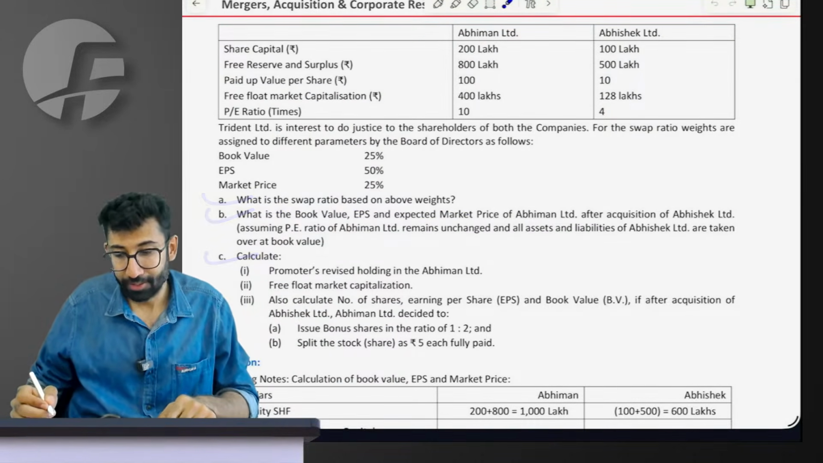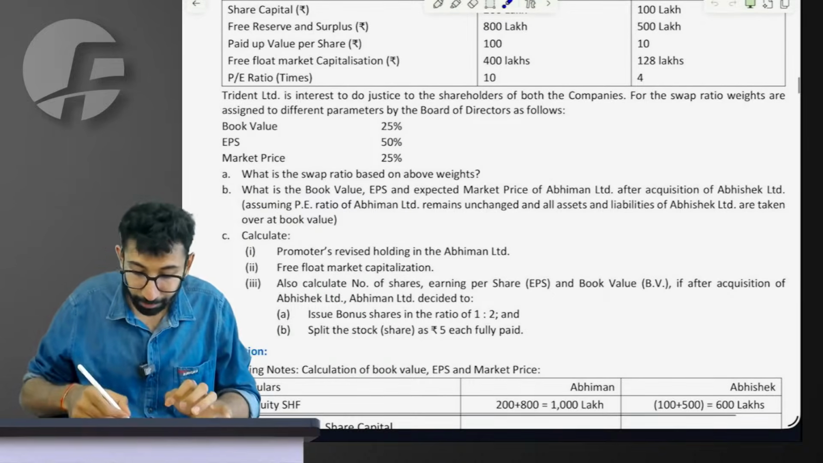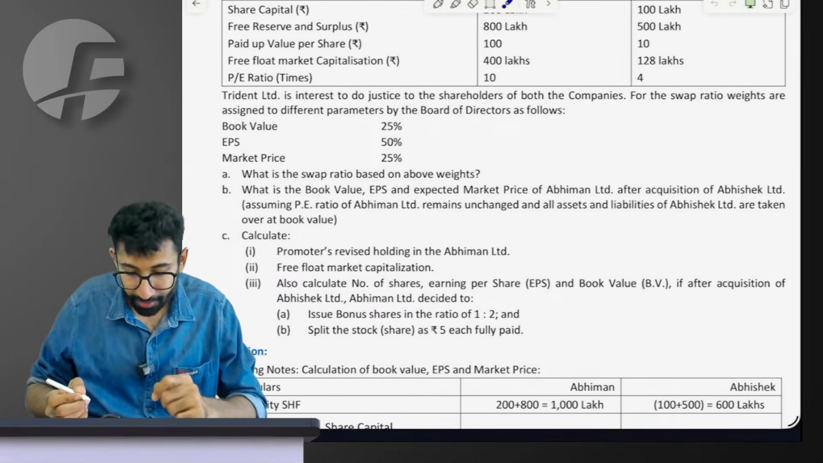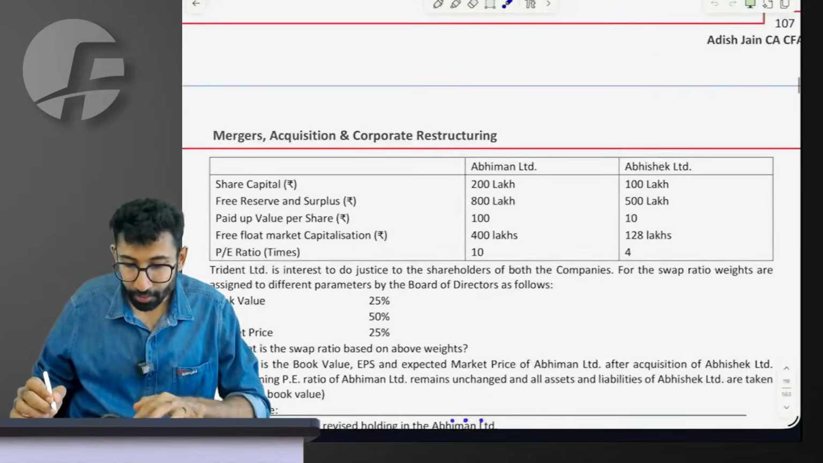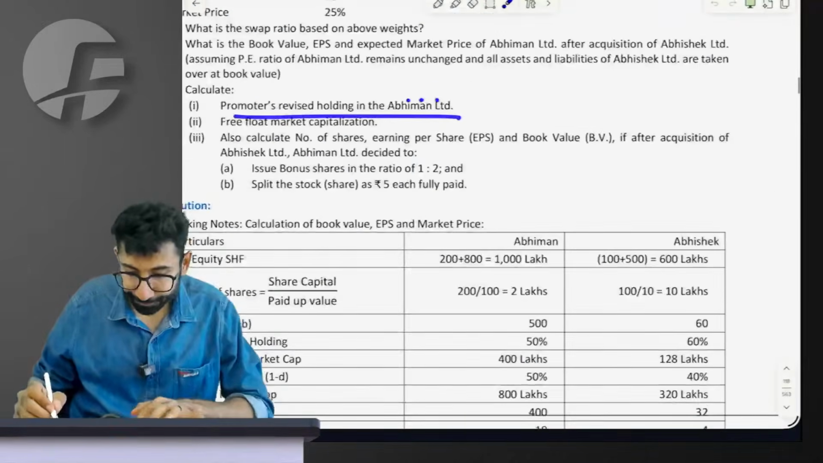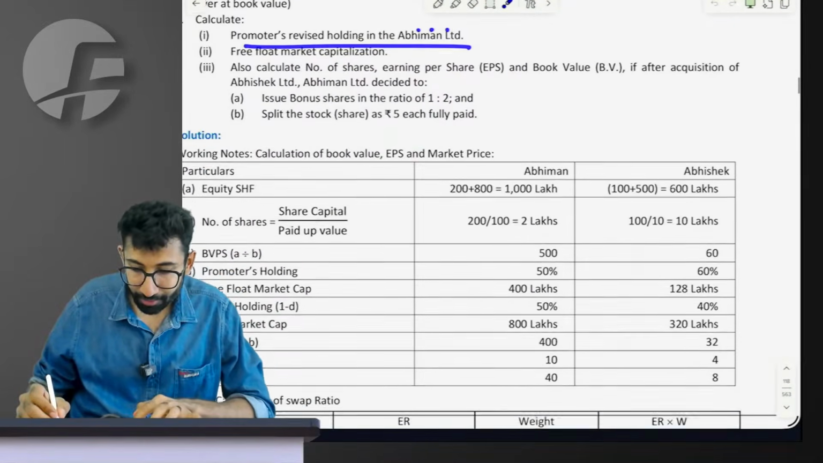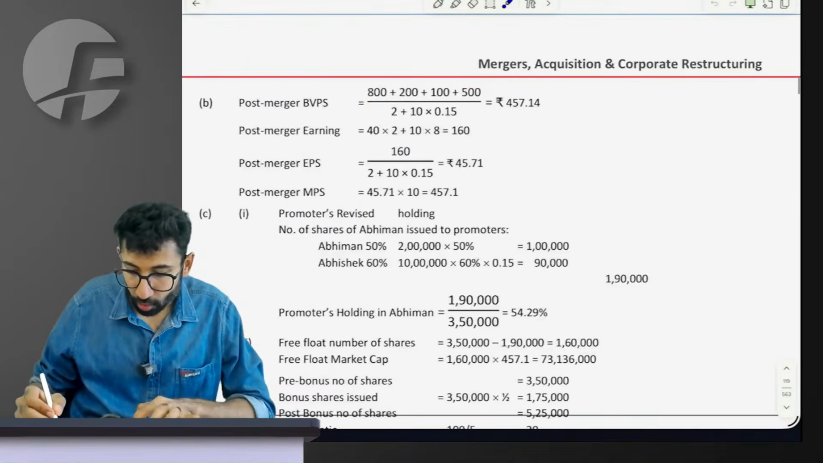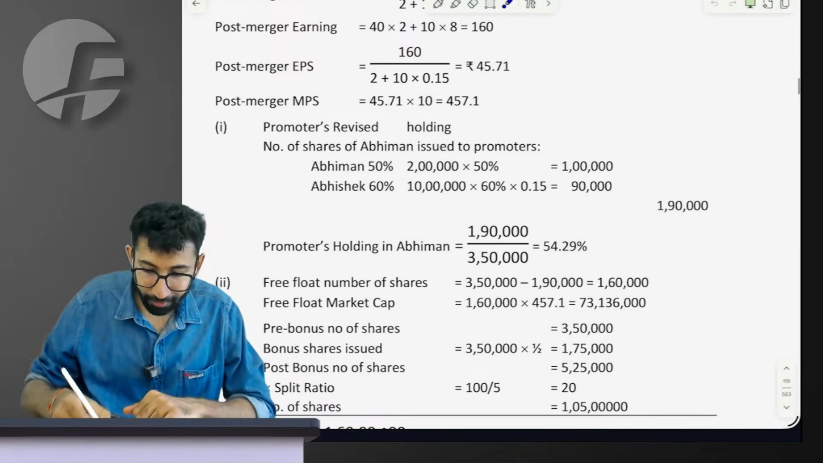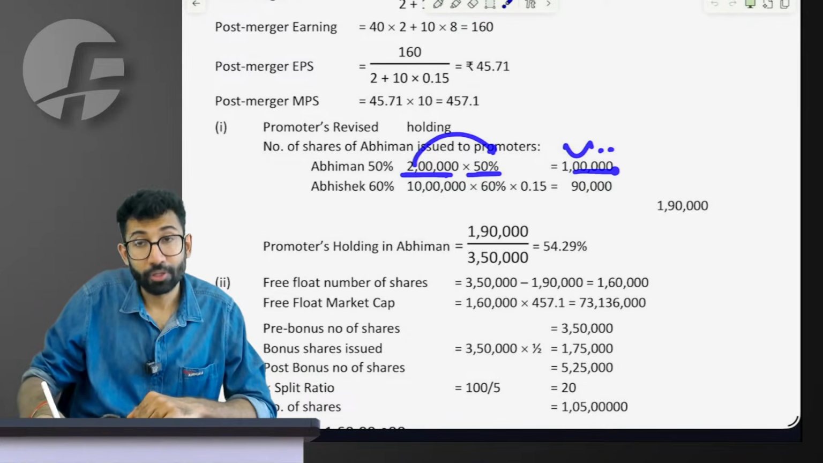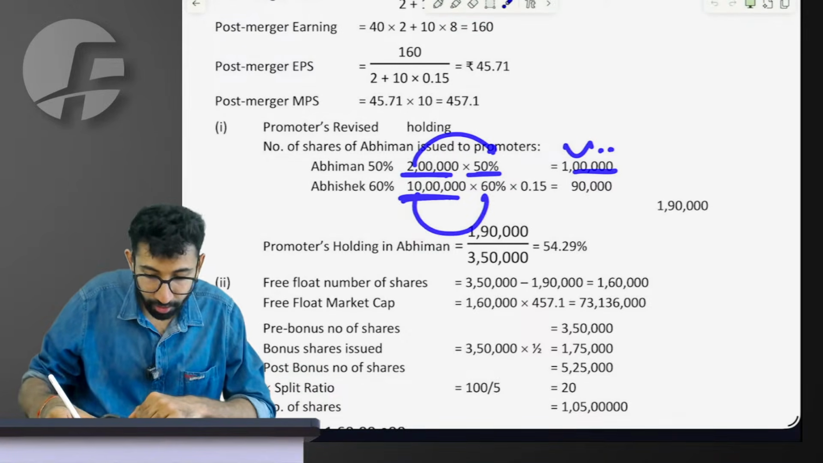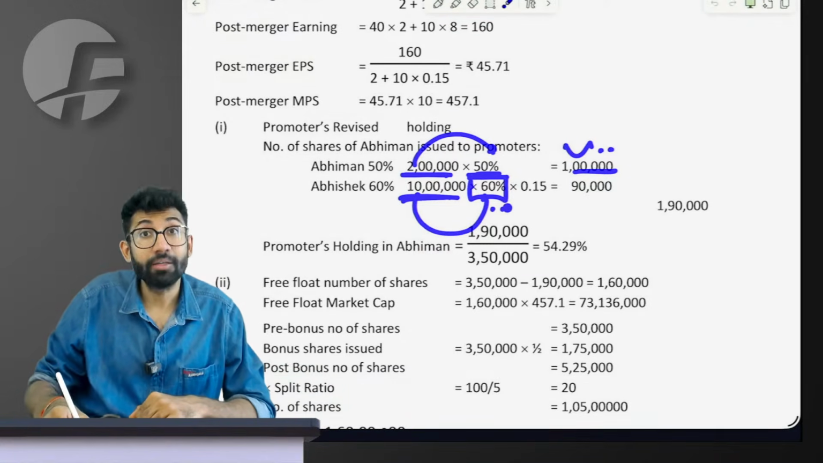The third part is more interesting. The main point of learning in this question is the third part: the promoters' revised holding in Abhiman. What they are trying to teach you is that Abhiman had 2 lakh shares, 50% of which the promoter holds. Abhishek had 10 lakh shares, 60% of which were held by the promoter.